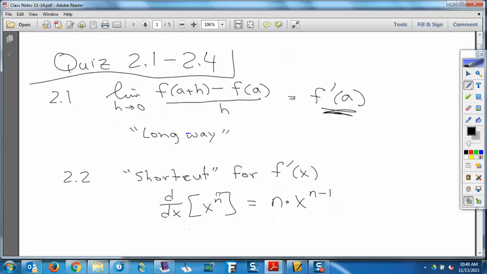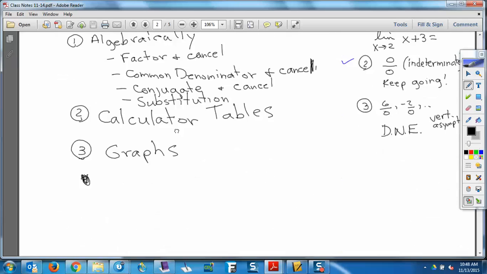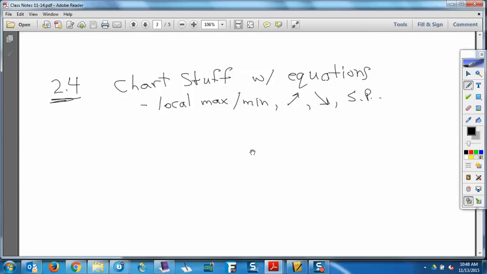All right, so you'll have some problems then also where you get to use these shortcuts, and that goes into the chart kind of questions, and we had number 21 in our homework, so let's talk about that. Okay?